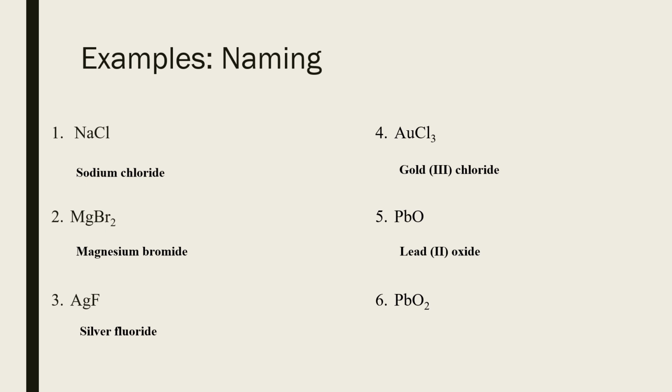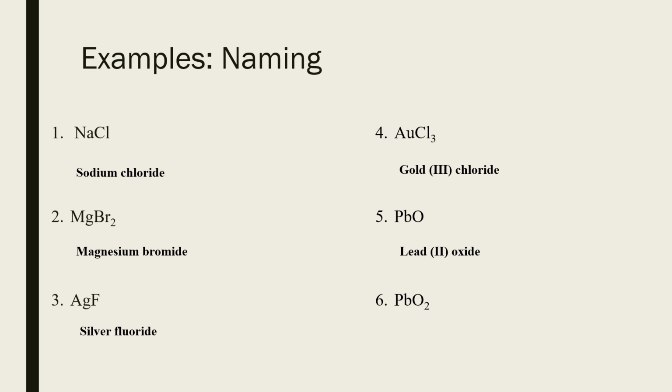Okay? Now you can always go back and double check yourself and start from the beginning, just like if we were writing the formula. So you could start off by putting Pb +2 plus O -2 and then drop and swap and see what happens. You can do the same thing for lead +4 and O -2 and see what happens.